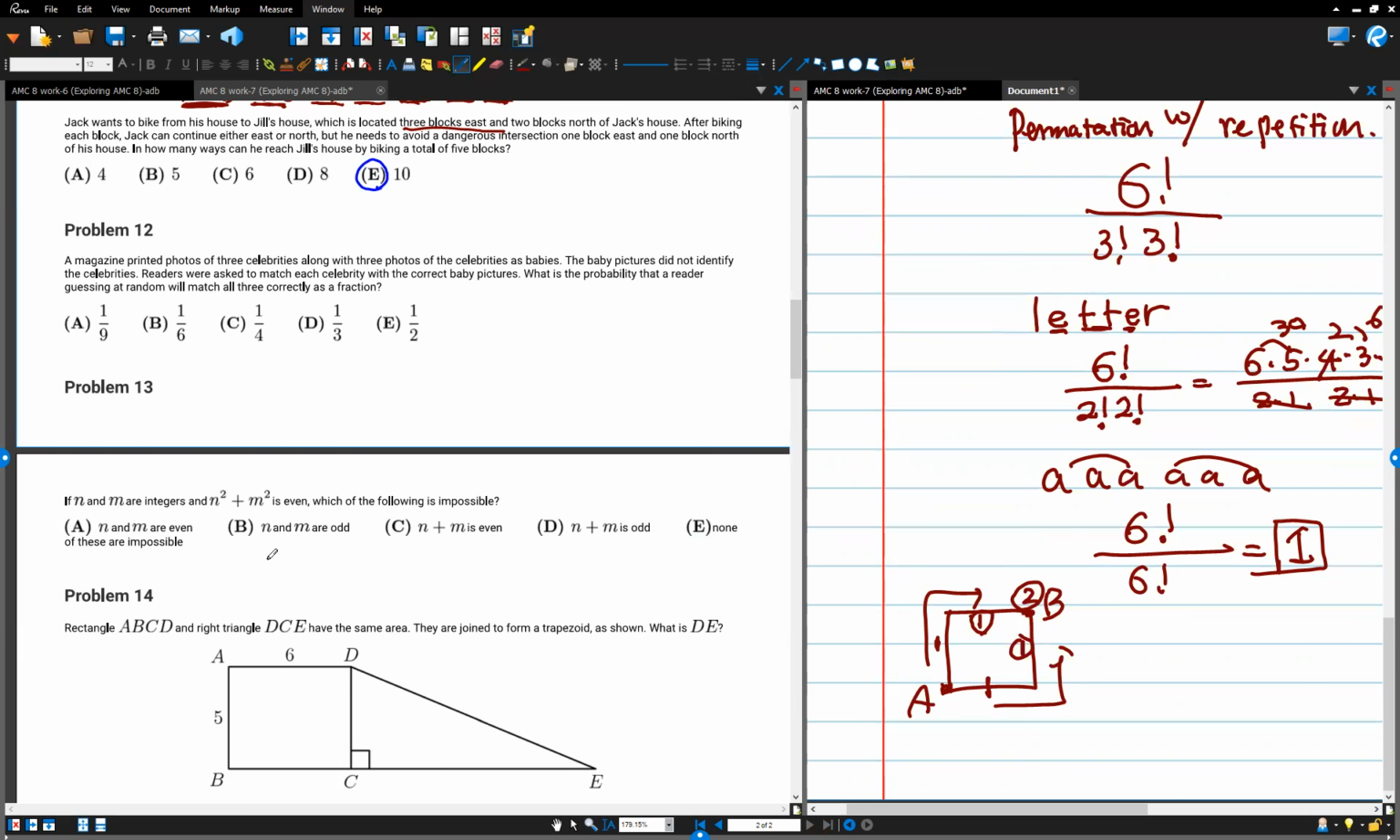We are doing number 8, number 13. No, number 12. Okay. Now let's try number 12.